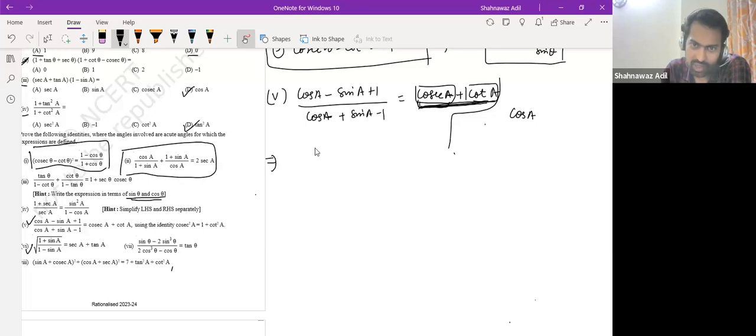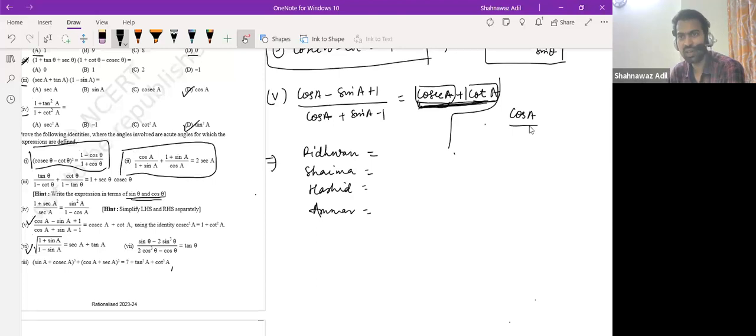Shaima, Hashid, Amar, please tell me. I have cos A and I have to change it to either cosec or cot. Oh, Amira has joined, Abir has joined. Yes, guys. Yeah, I can change it to cot. Good, good. Absolutely right answer, I can change cos A to cot A.